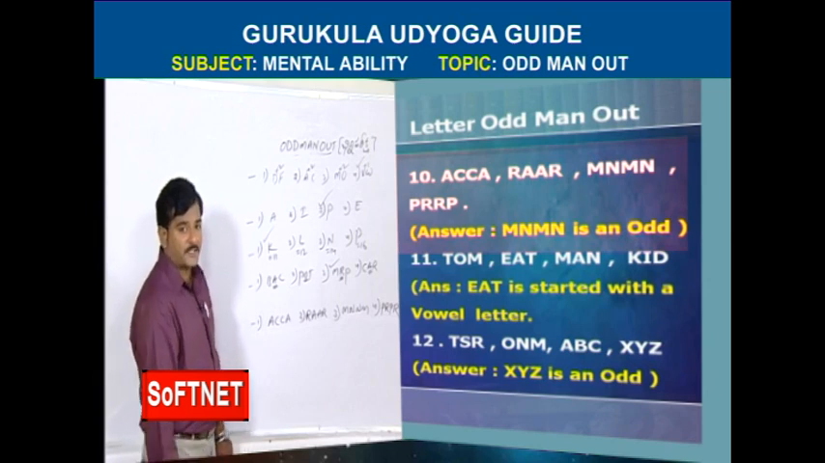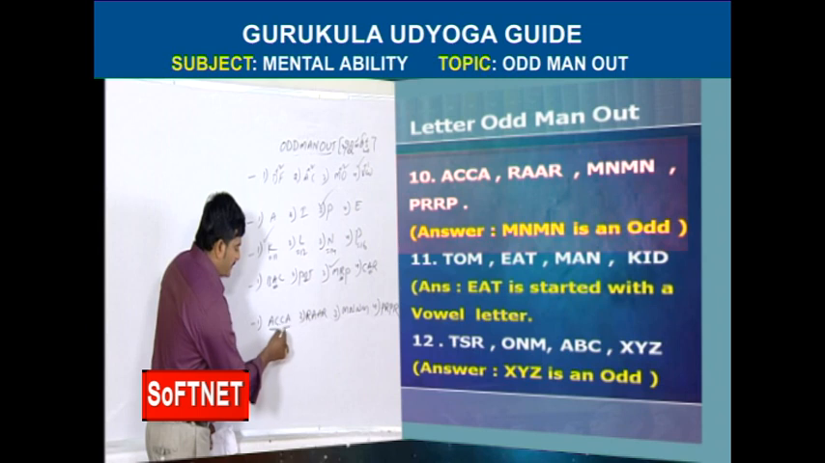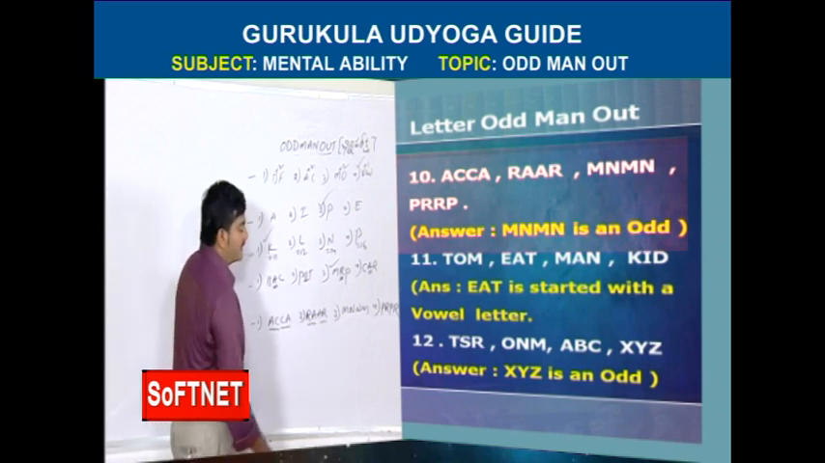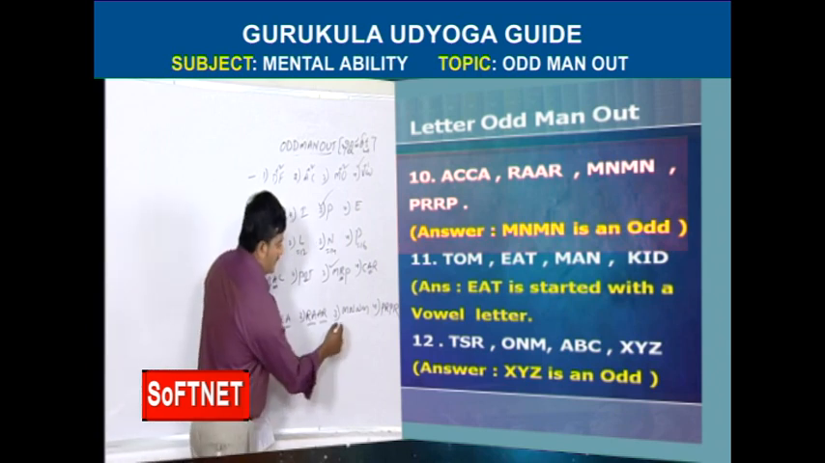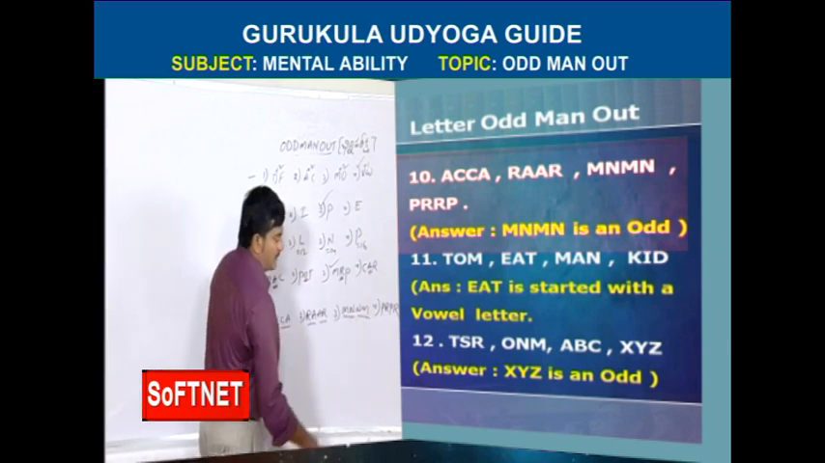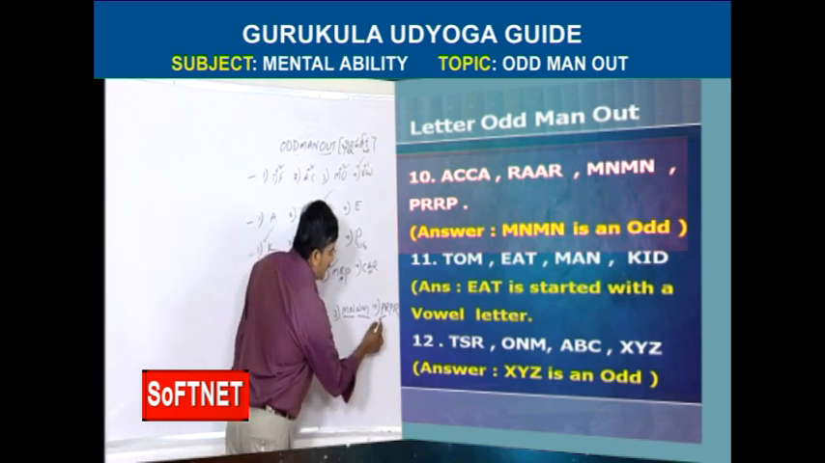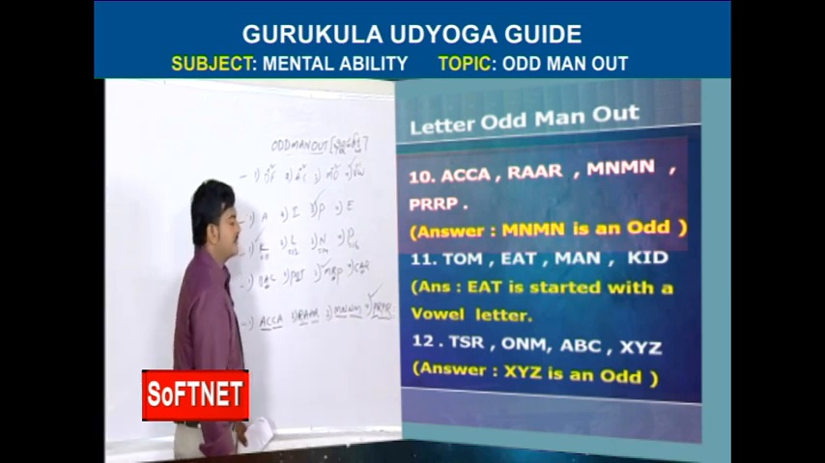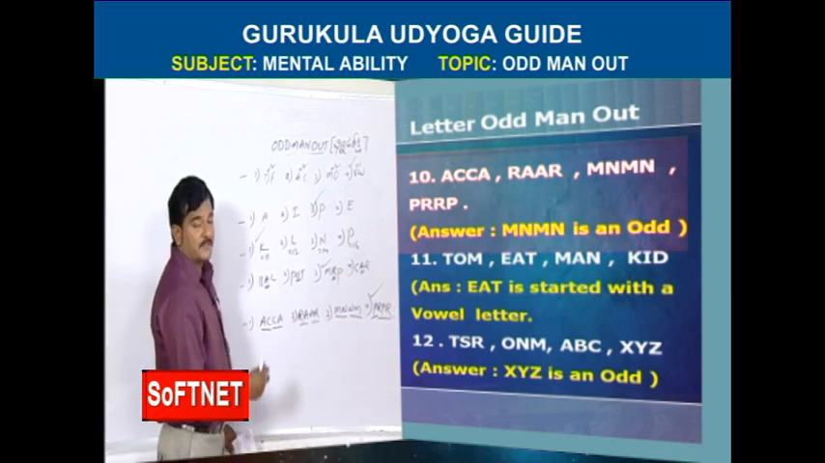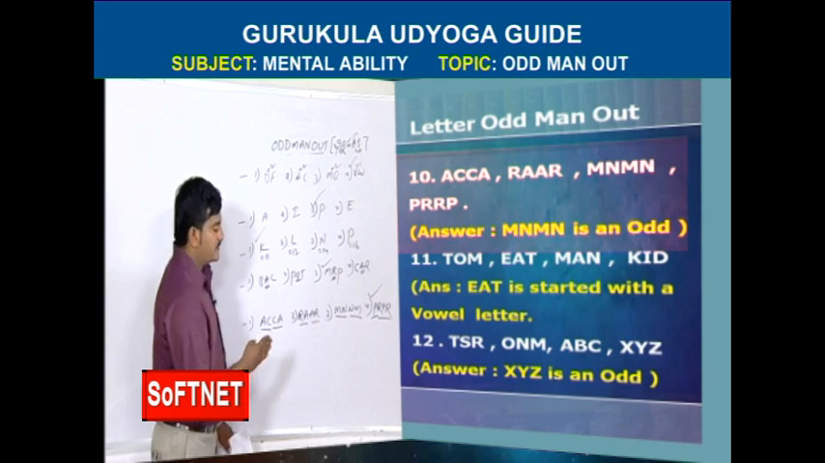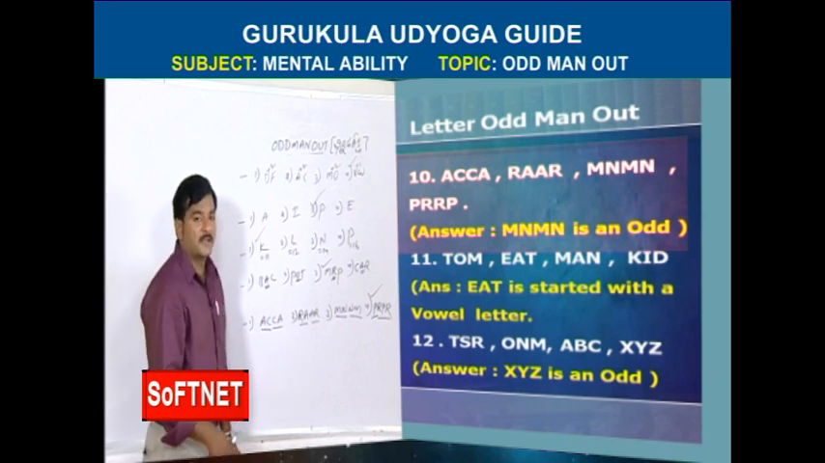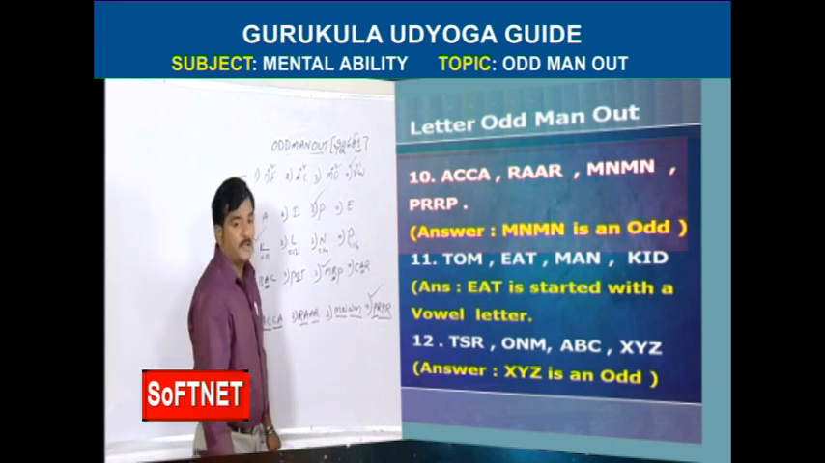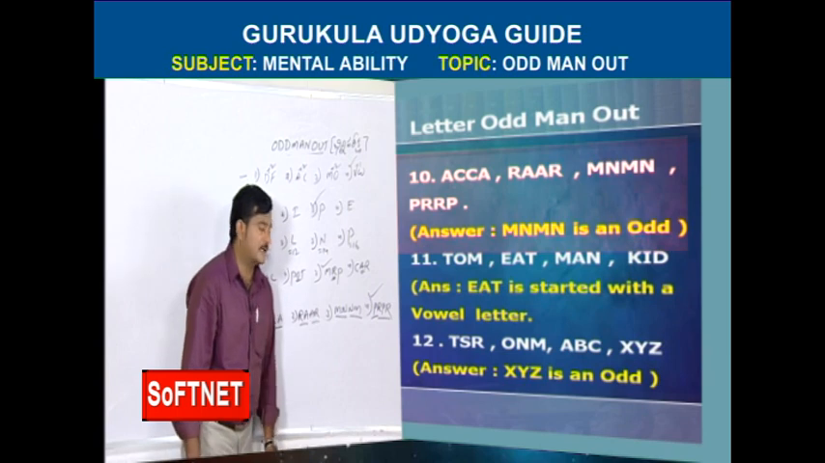What is the logic involved in this? AC means CA. RA, the reverse of that is AR. MN, the reverse of that is NM. But PR, again it has taken PR. That's why the answer for this question is the fourth option. There are 4 letters in every word. First 2 and last 2 are simply reciprocals of each other. So AC, CA, RA, AR, MN, NM, PR, again PR is given. That's why the answer is the fourth option.